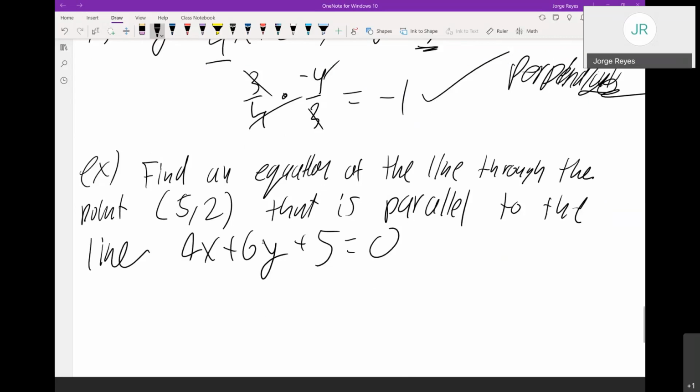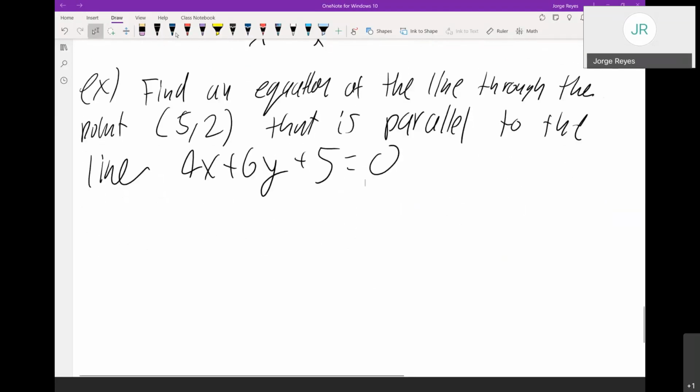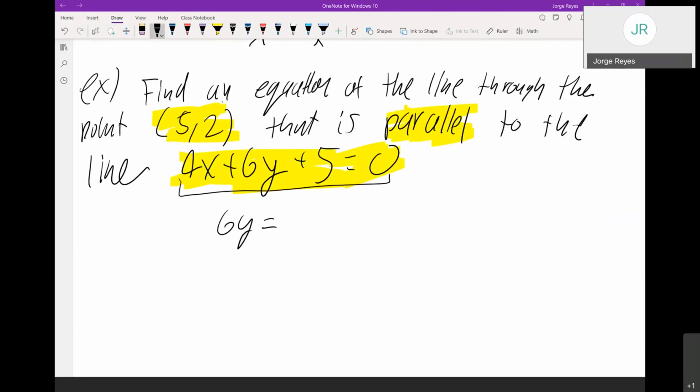So here you have to make a line, right? This is different. If we go through this, we can pick out the important parts: parallel, this point, and this line. Okay? So step 1 is this line. We need to figure out its slope. So I'm going to figure out this line's slope. y equals 4/6 x plus something. So the slope is 2/3. Okay.